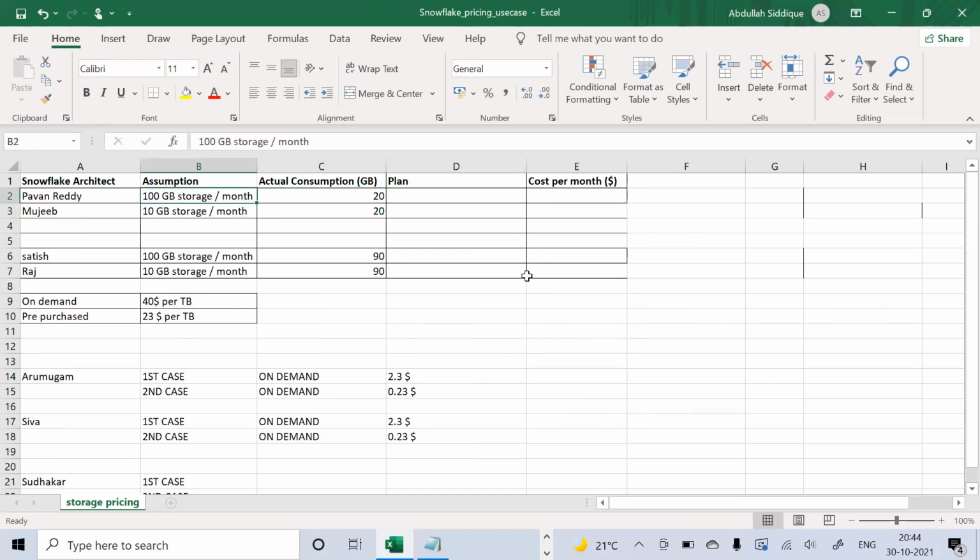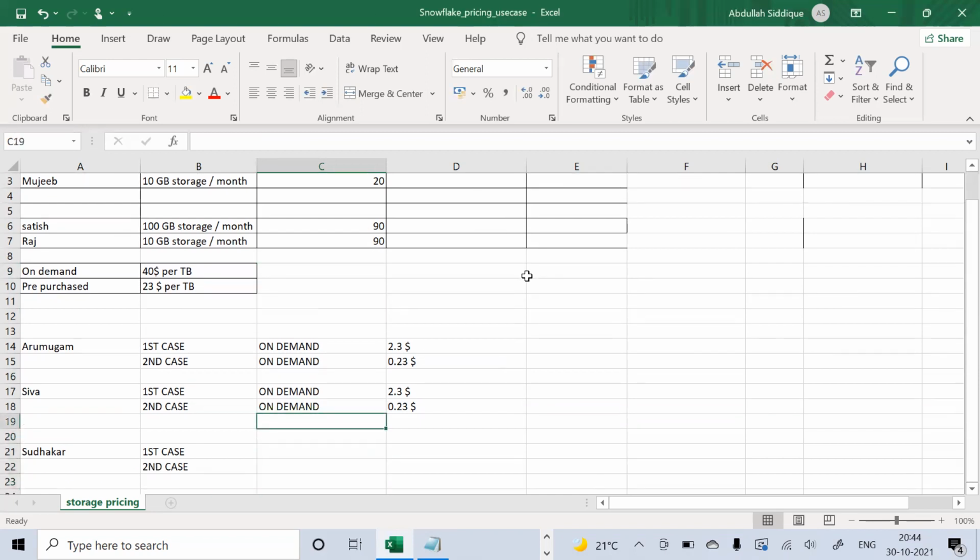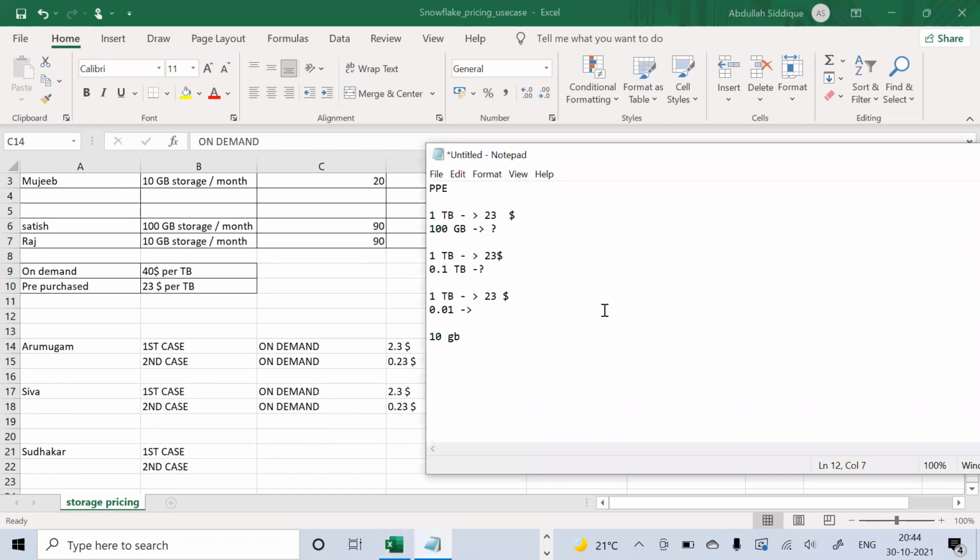Okay. I am not 100% sure until I have. Okay, no problem. Not sure, no problem. So guys, see, they have chosen on demand on this formula. Okay. So let's see what would have happened if it was pre-purchased.